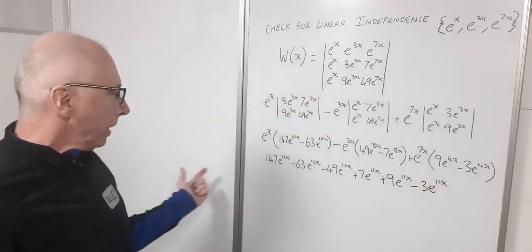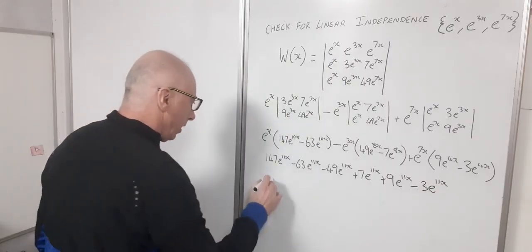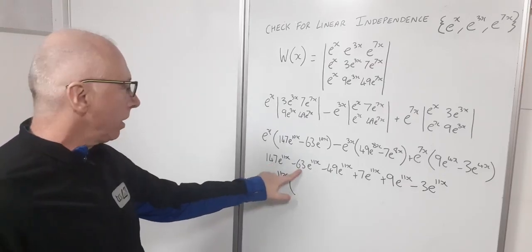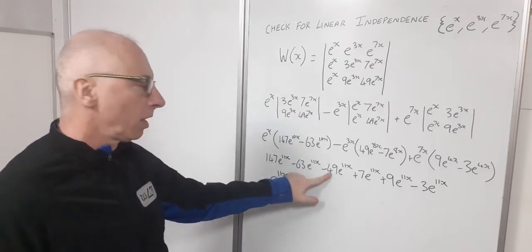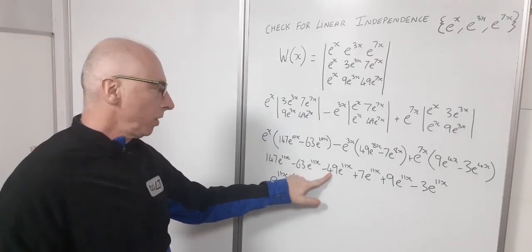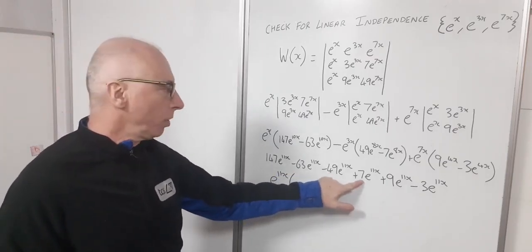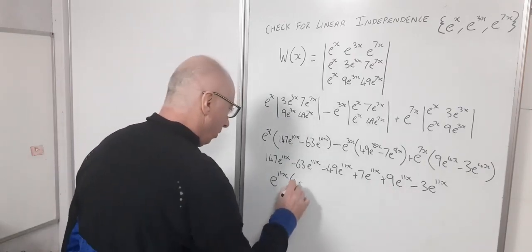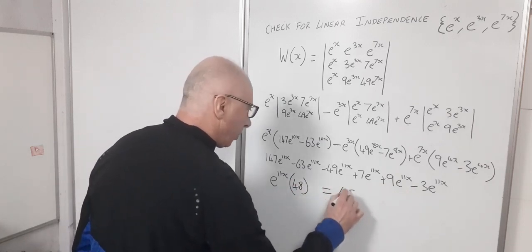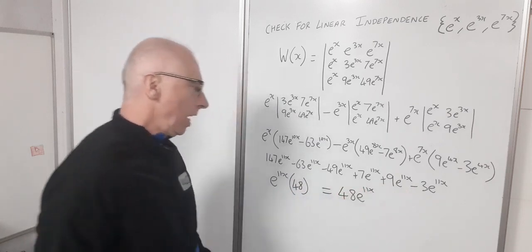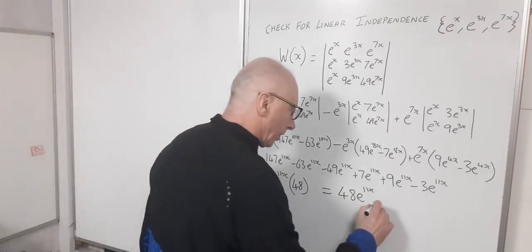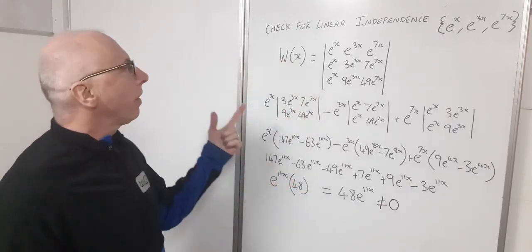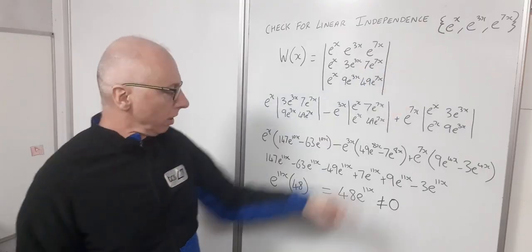Okay, well, they're all e to the 11x. So then what I'm going to get is e to the 11x multiplied by 147 minus 63, which gives me 84, minus 49, which gives me 35, plus 7 is 42, plus 9 is 51, and minus 3 gives me 48. So all that becomes 48e to the 11x, and this is not going to be 0. It does not equal 0. So with the Wronskian, we've now shown that this is linearly independent.